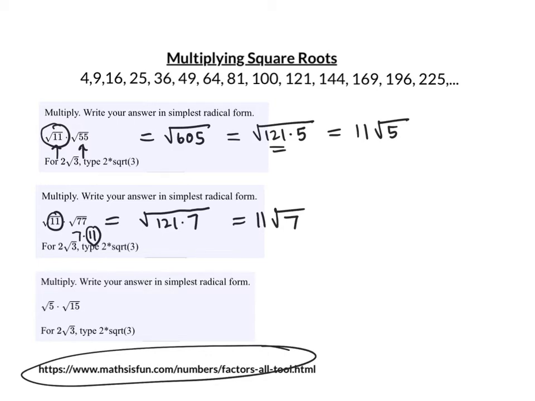The next one, again, you can look for your common factors. There's a 5 there, and 15 is 5 times 3. These two 5s are going to make a perfect square of 25. 25 times 3. I can take the square root of 25. It's 5. So 5 root 3 then is what I get.